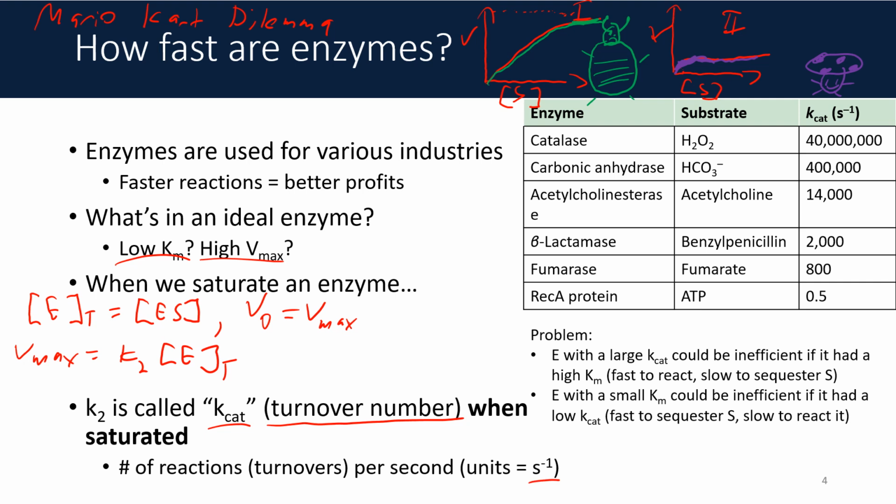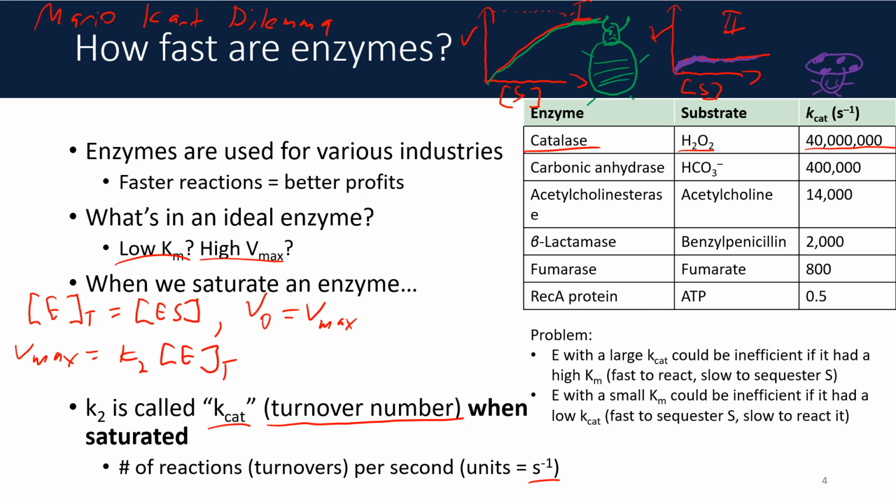Let's now take a gander at some of the kcats of commonly studied enzymes in biology. Catalase, for example, has one of the best turnovers, or kcats, out there. Its kcat is 40 million. Catalase's job is to detoxify hydrogen peroxide, so it's able to neutralize 40 million of those molecules in every second. I'm talking about one enzyme doing that.